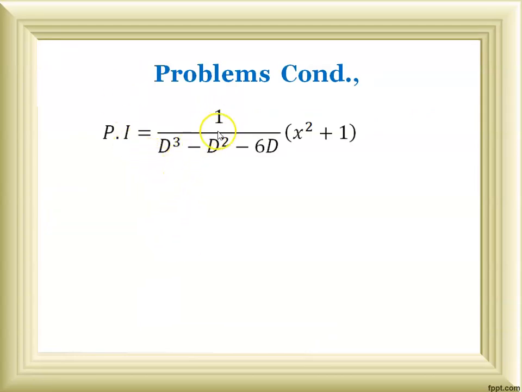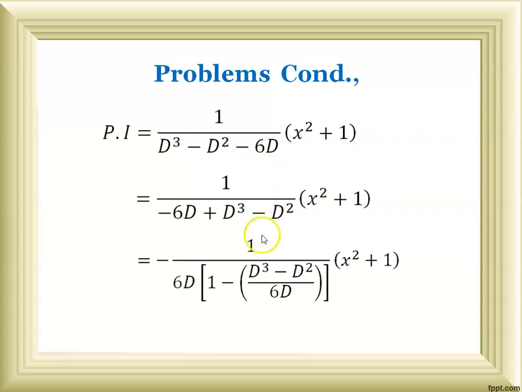The particular integral is equal to 1 by f of D into the right hand side function. In this type, I need to make the constant term 1. Otherwise, move on to the D term. Here I take minus 6D outside. After taking minus 6D outside, I get in this place 1 minus the remaining terms by minus 6D, into x square plus 1. I am doing this because I want to make it into the form of the binomial expression formula.